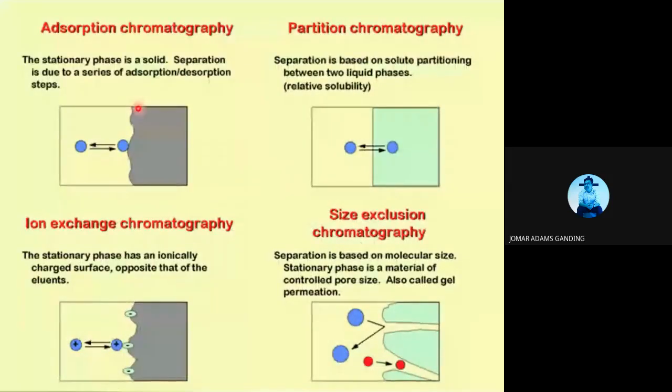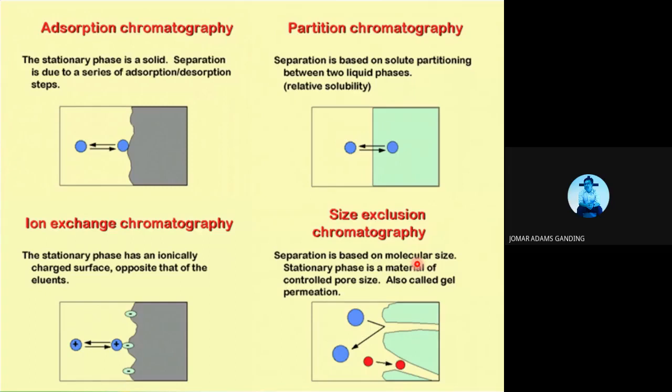For adsorption chromatography, we separate them according to their solubility. How fast are they adsorbed from the mobile phase? Your partition, on the other hand, is based on their relative solubility. We have two phases, and the solvent that you are adding is immiscible to the other, meaning they do not mix. What you will do there is separate the organic from the inorganic, and that is done through partition chromatography. We also have your size exclusion chromatography or steric exclusion, whereby you separate molecules not only based on their polarity or solubility, but also based on their size and their shape.